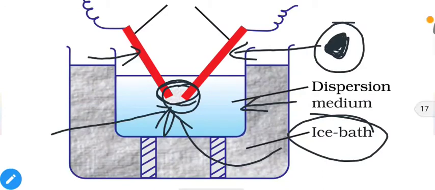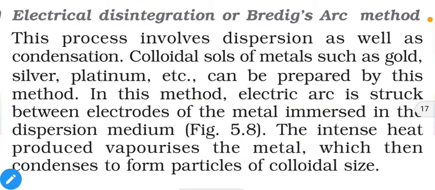So first we obtain small tiny particles of the metal, and then we collect them together or aggregate them to obtain particles which lie inside the colloidal range. That's why it is mentioned this process involves dispersion as well as condensation. First, dispersion, that means we break down the metals into small tiny particles, and then with the help of condensation we gather these small tiny particles to obtain colloidal particles.